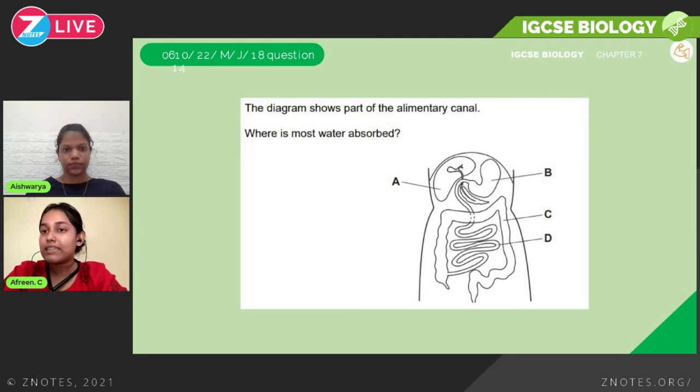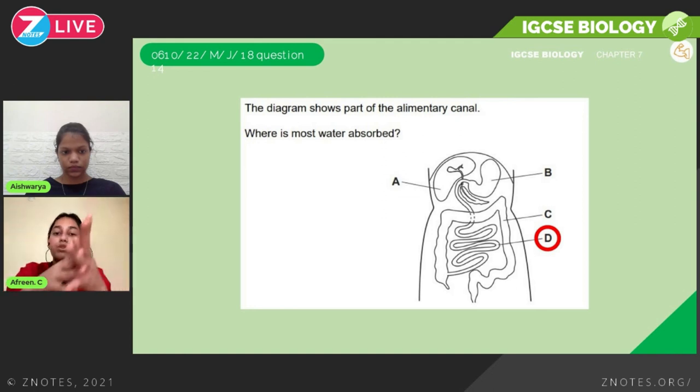So this is May/June 2018. The diagram shows part of the alimentary canal. Where is most of the water absorbed? If you'll remember, like I said, this could be a common question. So this could be either C or D, because that's where the absorption of nutrients is happening. So let's look at the next slide. And the answer is D, because if you remember, that's where most of the nutrients are being absorbed. C is the colon, and that's where some of the water is reabsorbed. This could be a trick question, because a lot of people do get confused about where the water is being absorbed, but you have to remember most of the nutrients and most of the water is absorbed in the small intestine. So the correct answer is D.